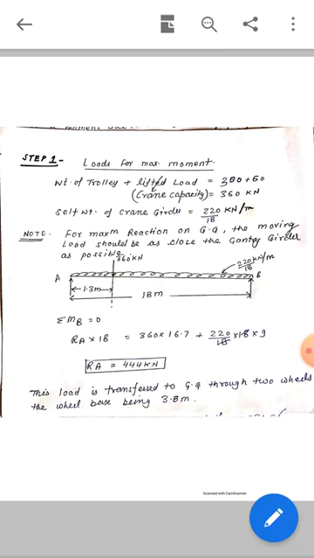Now as we know, the total load is something, and from that total load we find the maximum reaction. Now this load is transferred to the gantry girder through two wheels, and the wheel base is already given in the question, which is 3.8 meter.